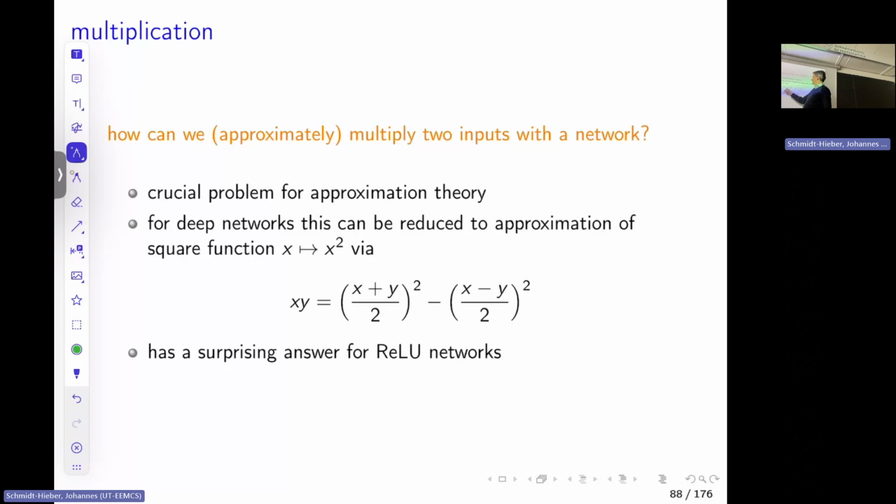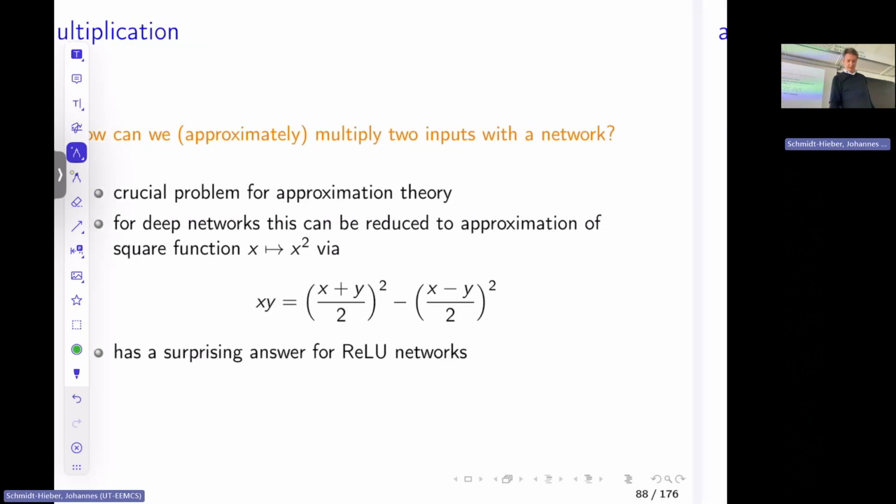And then in the second layer, you just stack that in and you have your network that computes x squared based on that thing, which just gives you another layer. So just having a network that is approximately the square will allow you to implement this one approximately, and that gives you an approximation of the multiplication operator. And this now has a surprising answer for ReLU networks.